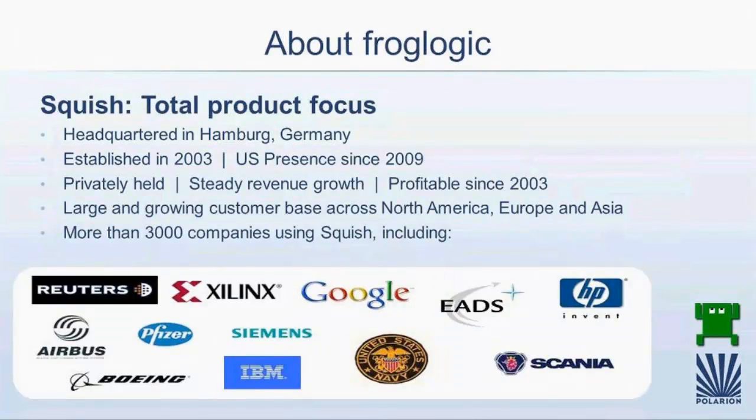Hello, this is Amanda Burma, as introduced, with FrogLogic. FrogLogic is headquartered in Hamburg, Germany. We've had a presence in North America since 2009. FrogLogic was established in 2003, is privately held, and remains privately held. We've had steady revenue growth and been profitable since we were established as well. We have a large and growing customer base throughout the world, and you can see some of the more than 3,000 companies displayed there as their logos that you may recognize.